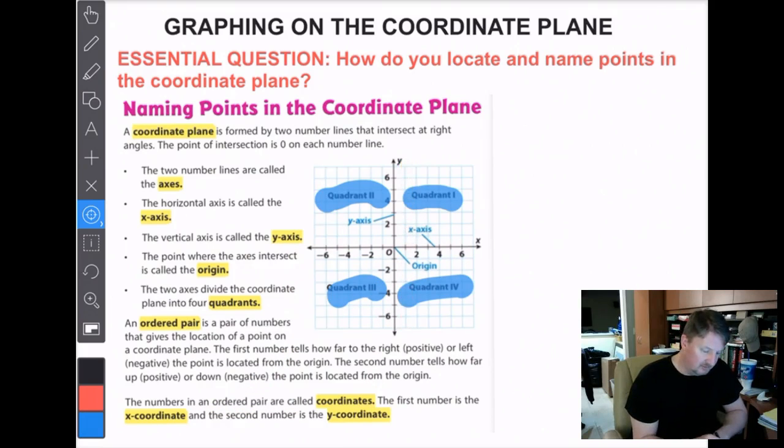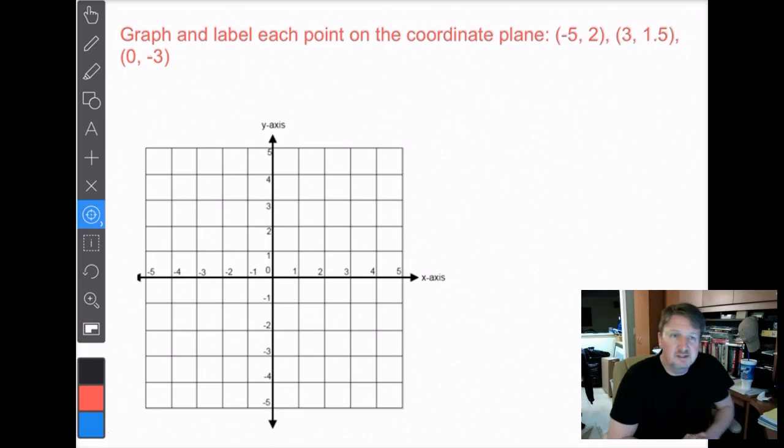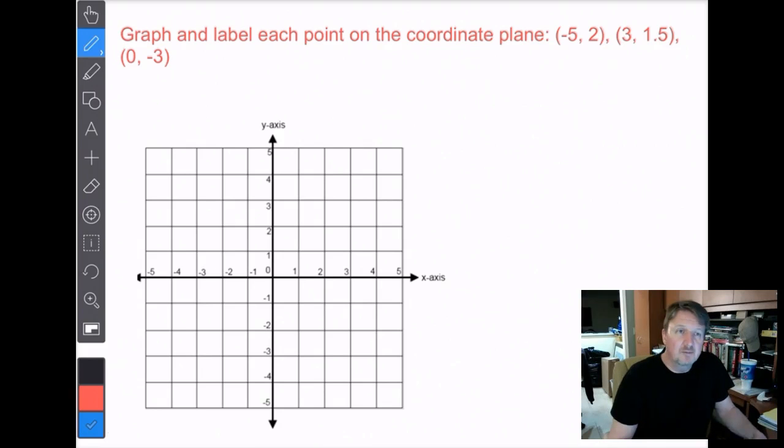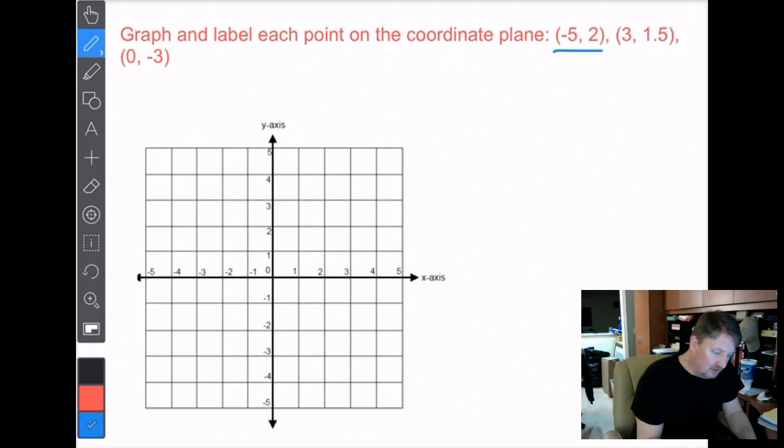Okay, let's look at an example here. It says graph and label each point on the coordinate plane. All right, let me get a pen or a pencil. Let me make a bigger marker tip, and let's go. The first one is the ordered pair (-5, 2). So that tells me that I start at the origin, which is right here. Let me use this highlighter. Origin's here. -5 means I go to the left. So I go to the left: 1, 2, 3, 4, 5. And there's -5 right there.